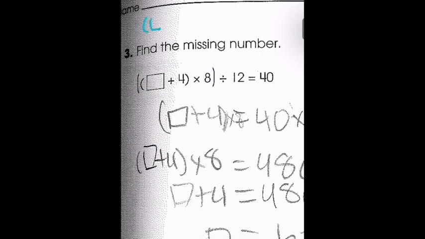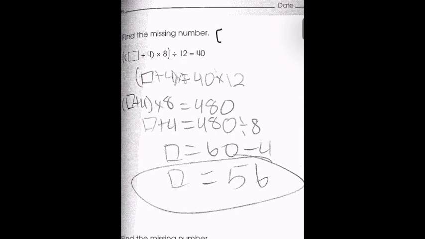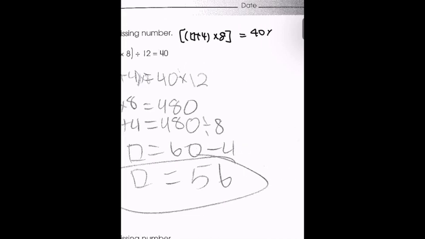The color is a bit too light, so let me change to black. So this is going to be 40 times 12, since we moved the 12 to the other side. And so that is going to be 480.